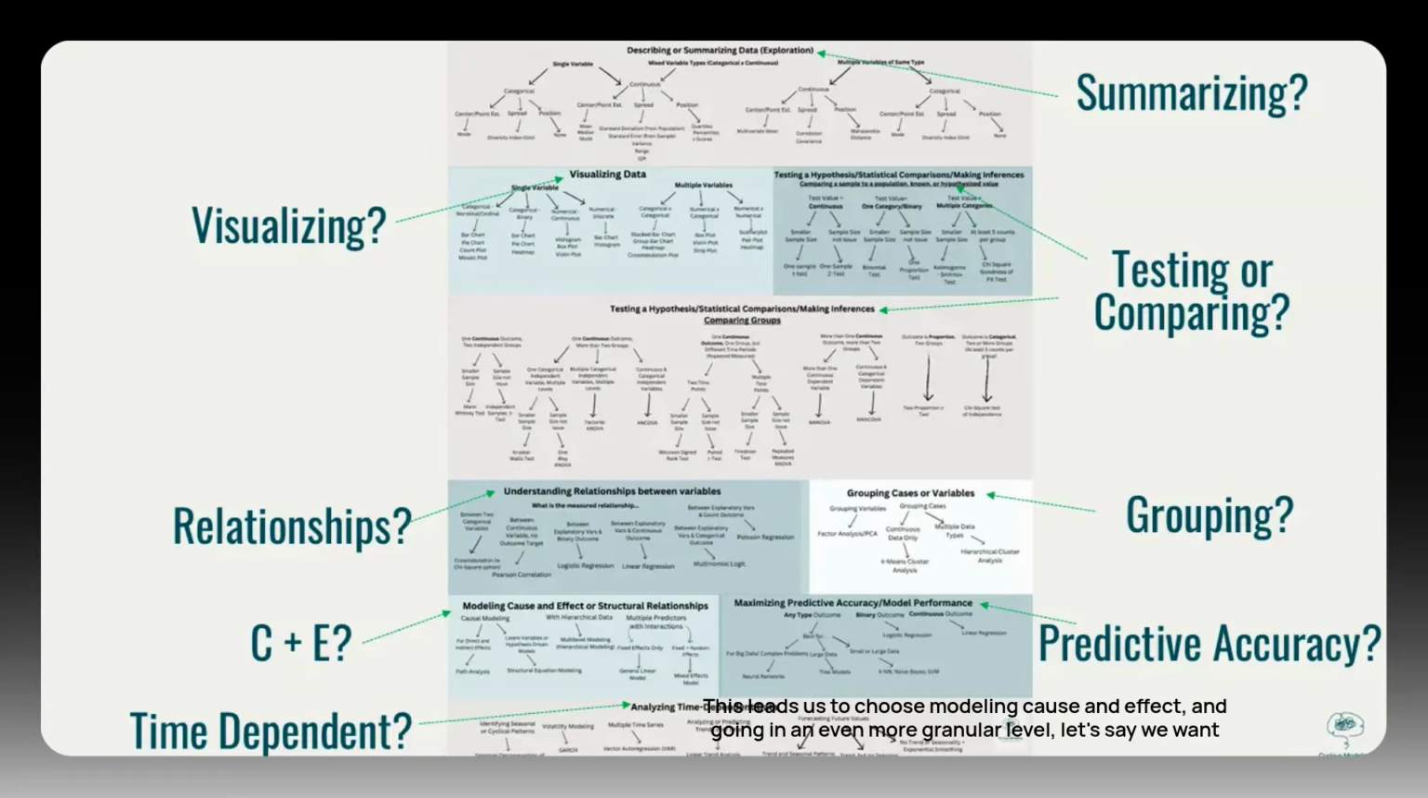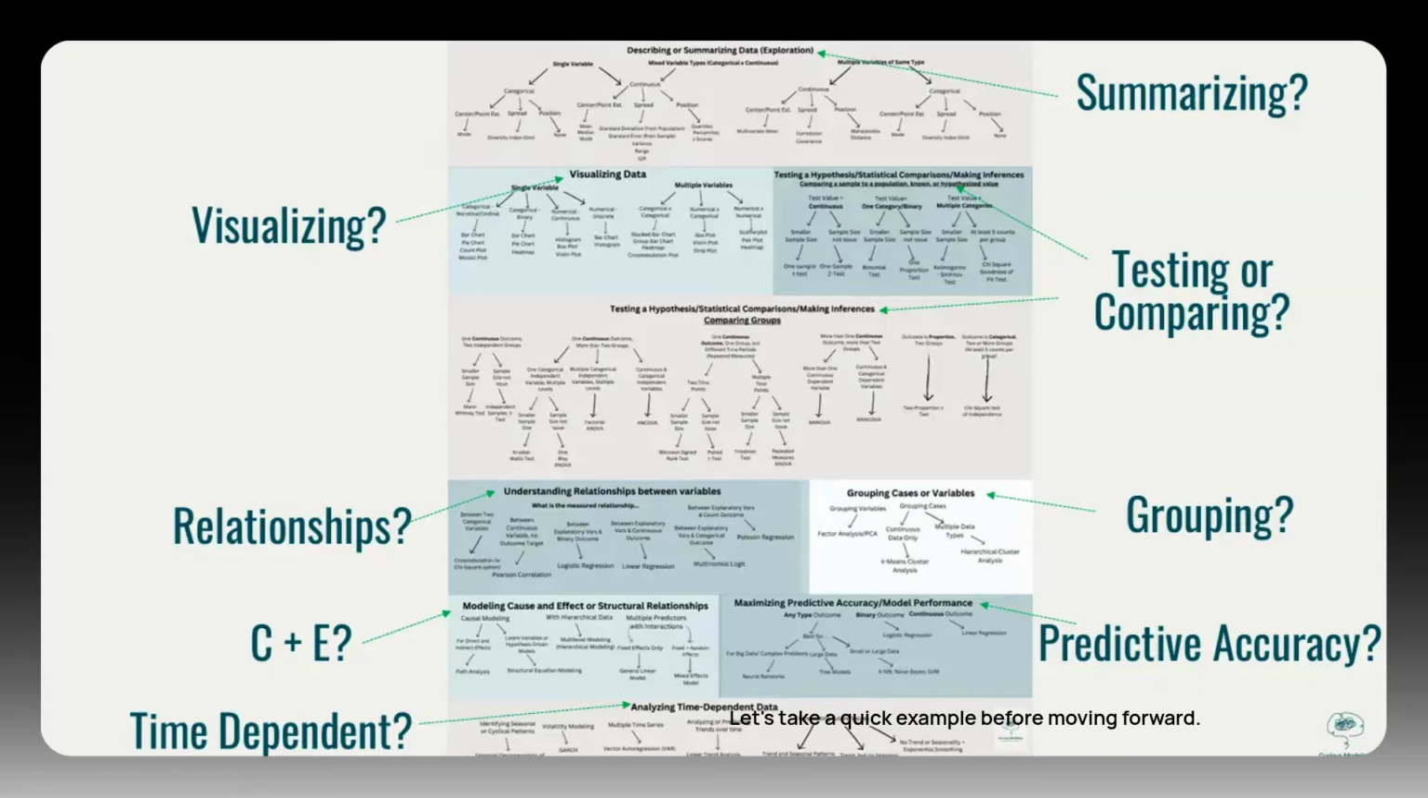And going to an even more granular level, let's say we want to build a predictive model for accuracy, which means to get at a deeper level than some other models in play. If we do, we choose maximizing predictive accuracy. And if we know we are working with time-based data, then we would choose analyzing time-dependent data.